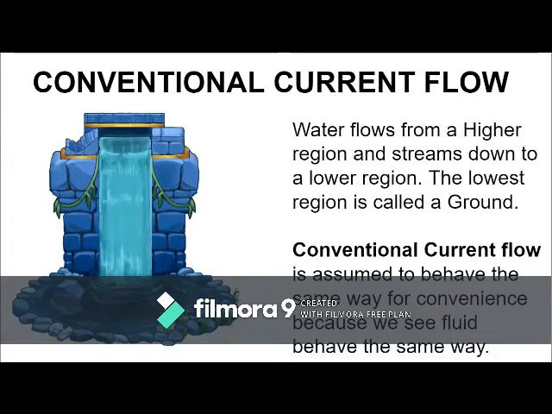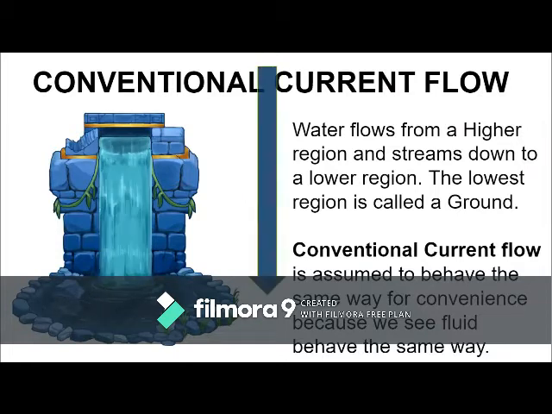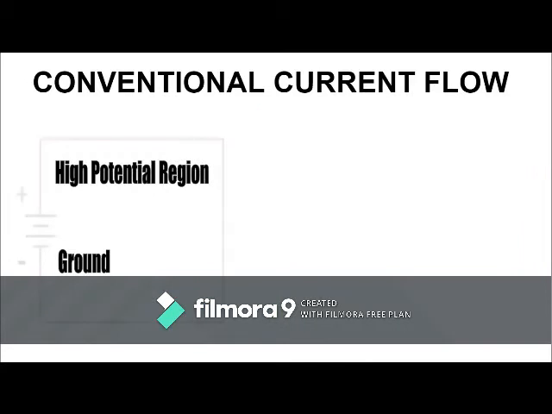It's actually convenient for us because it is something that we observe and see, and we consider it correct and natural. So the conventional current flow states that the water flows from a higher region to a lower region. Now let's put it in a circuit.